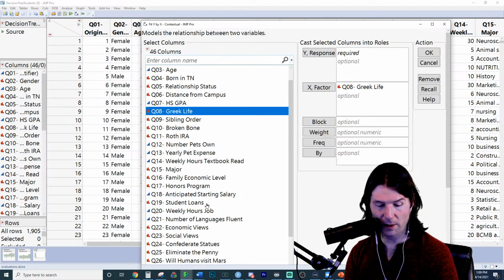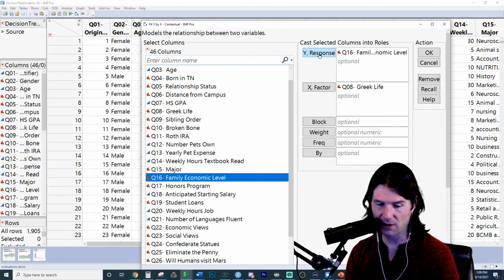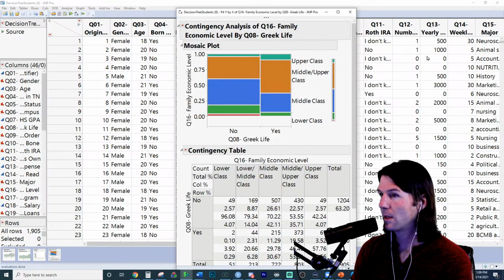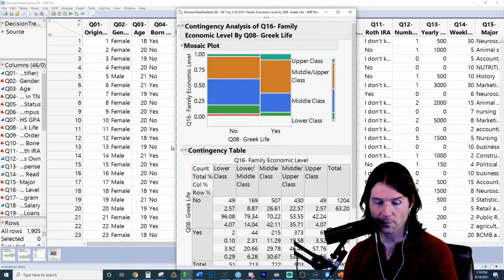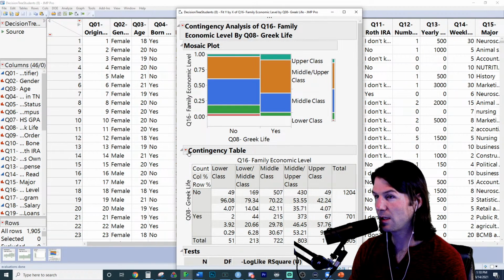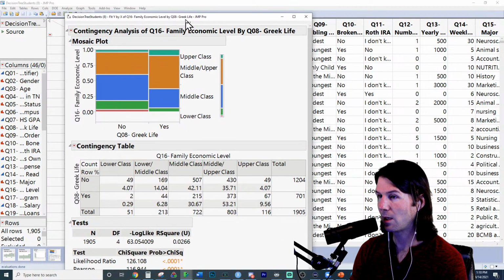Let's see if Greek life is associated with somebody having student loans. Or no, family economic level. This will be more obvious. So we're seeing if Greek life is associated with family economic level. This is not the one you're doing right here. We're going to go right here to this red arrow, and we're going to remove total percentage, and we're going to remove column percentage. So here we are with the following.